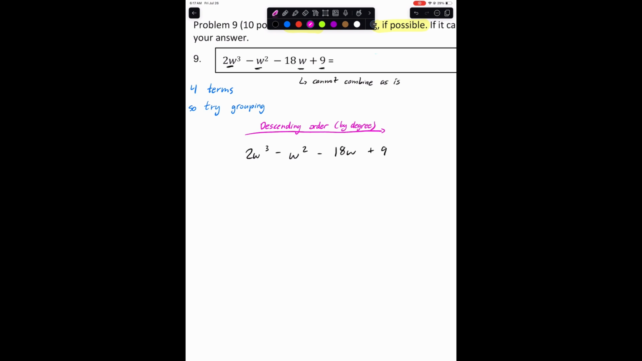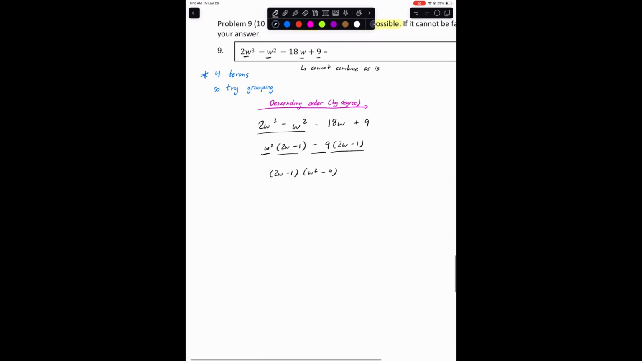Okay? So first, I'm looking at my left side, and I take out w squared. And I will get a 2w minus 1. I'm looking for 2w minus 1 somehow on the other side, so I'm going to opt for negative 9. And now we get 2w minus 1 again. Same factor, take that out. You're left with w squared minus 9. W squared is a perfect square, and so is 9. So from here to here is actually a difference of squares.